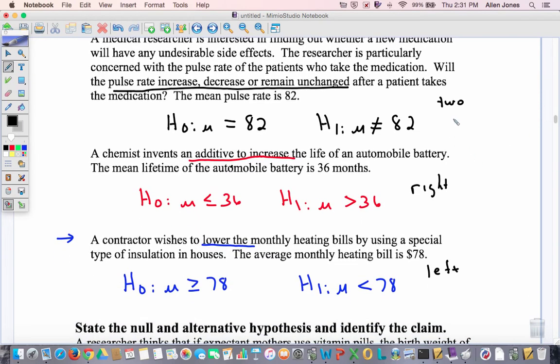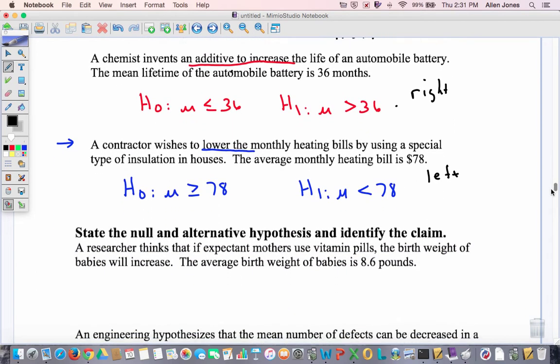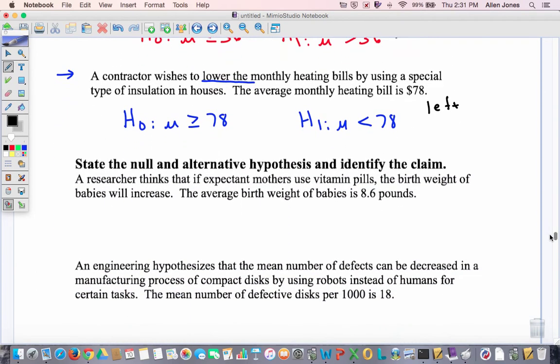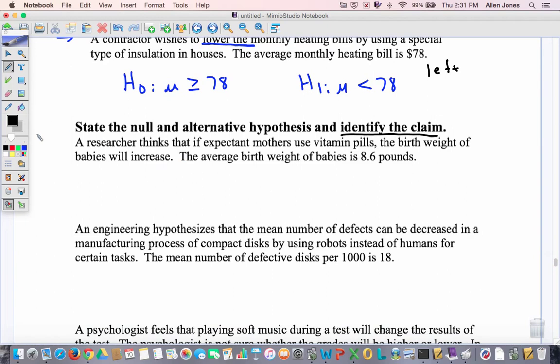So as we move forward here to our 5-step process in a few minutes, we're going to test or shade our curve based on this alternative hypothesis. Not equal to is a 2-tailed test, greater than is right-tailed, and less than is left-tailed. But before we get to that point, we're also going to do some more practice with writing our hypotheses, but we're going to go a step further and identify a claim as well.